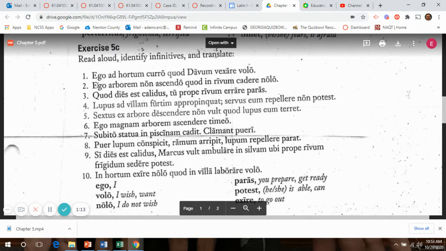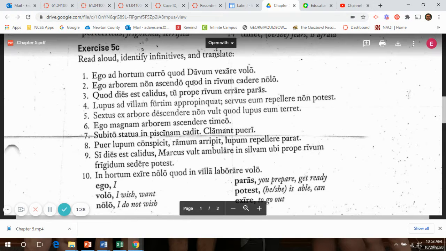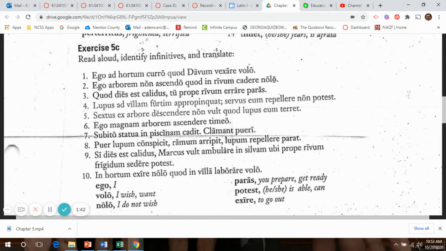Number 2, ego, I do not climb the tree. And again, you do not even need the word ego in number 1 or 2 because that O on the end of curro and that O on the end of ascendo tell me that the subject is I. They are just there for emphasis, meaning I run in number 1 and I climb in number 2. Non ascendo, I do not climb the tree, quod, because, nolo, a new word down here, I do not want, I do not wish, cadere, another infinitive, to fall.